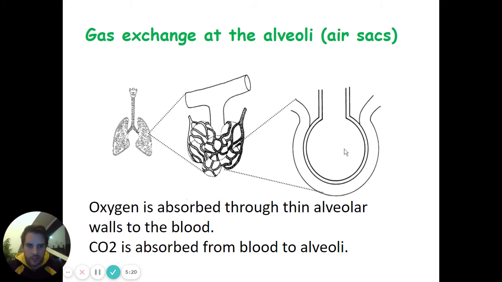Oxygen here moves into the blood. So oxygen travels through the wall of the alveoli, through the wall of the capillary, enters the blood where it's absorbed by red blood cells because it joins to hemoglobin.